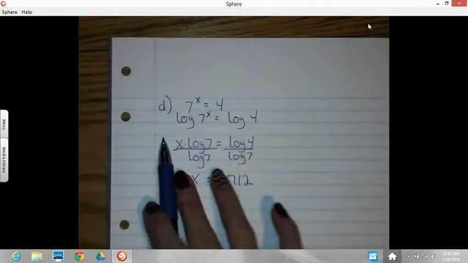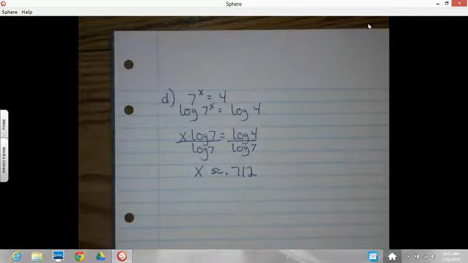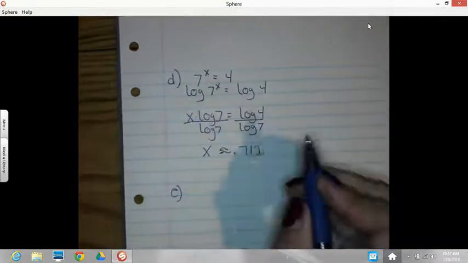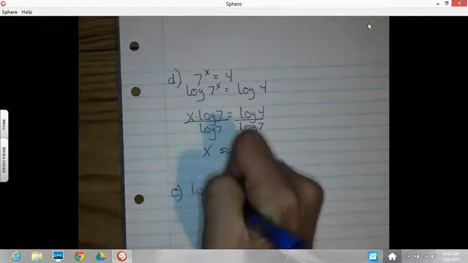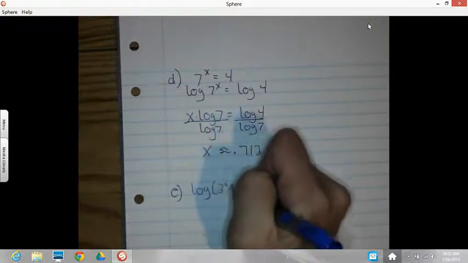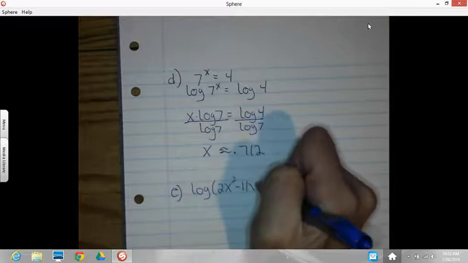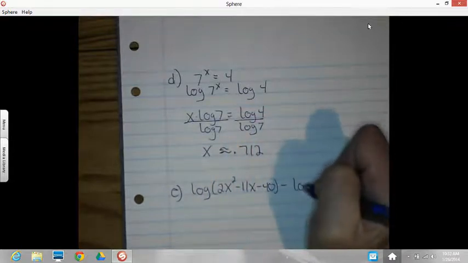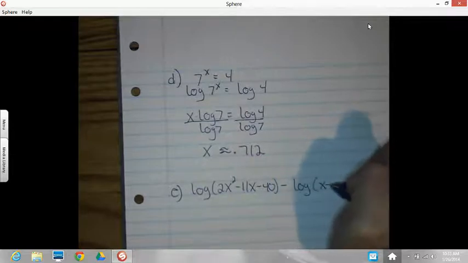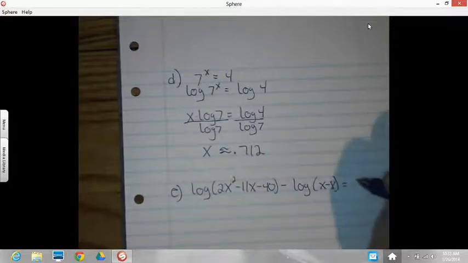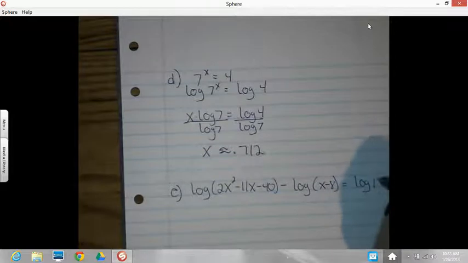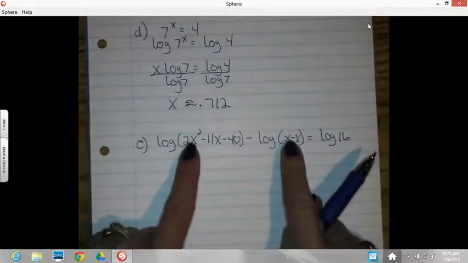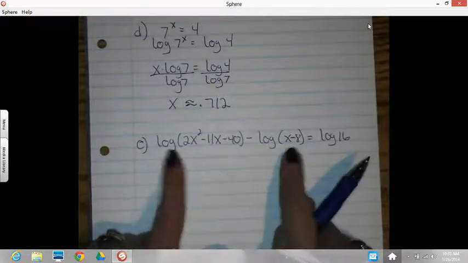All right, last one. Little algebra in here. We've got the log of 2x squared minus 11x minus 40 minus the log of x minus 8 equals the log of 16. Okay, so I've got the two logs with the x's together on one side. What I want to do is combine them so that I can solve for the x. So I see the subtraction. I know that these two can come together as a quotient.